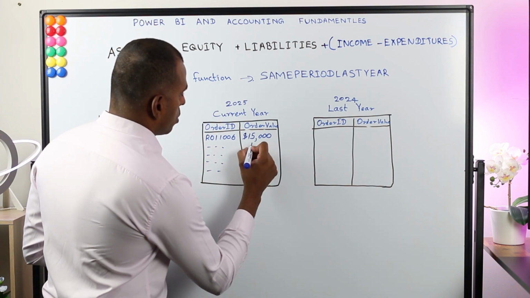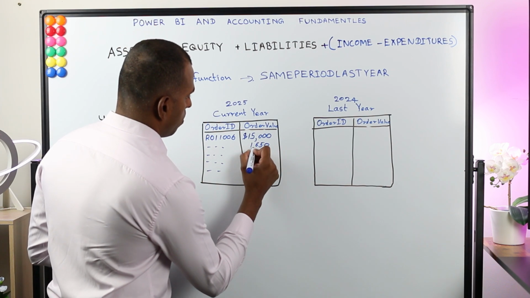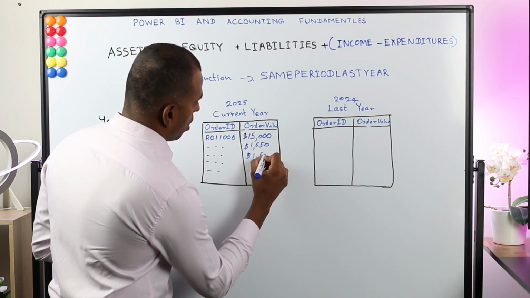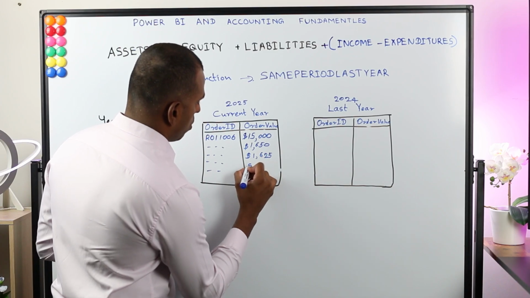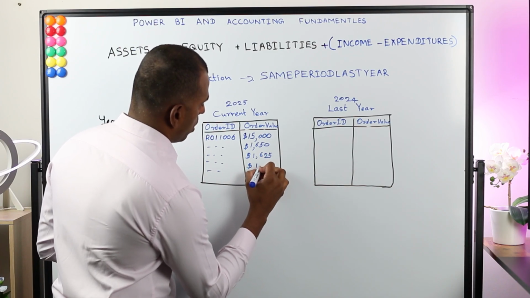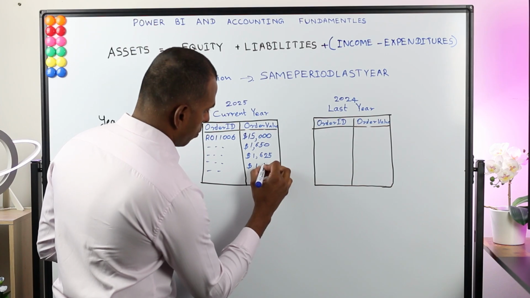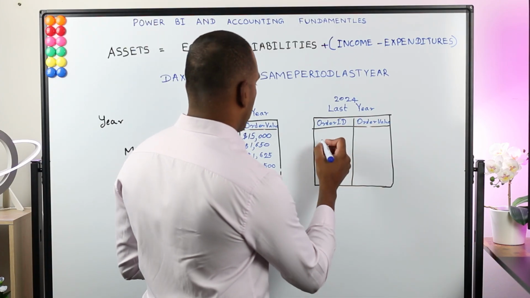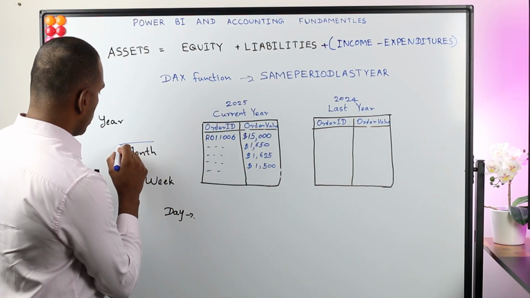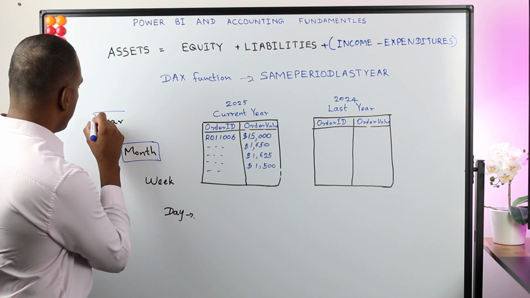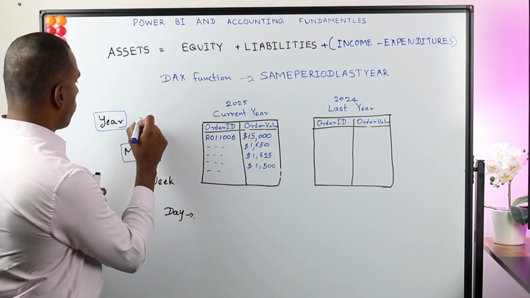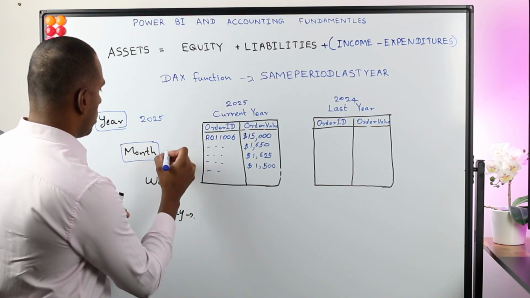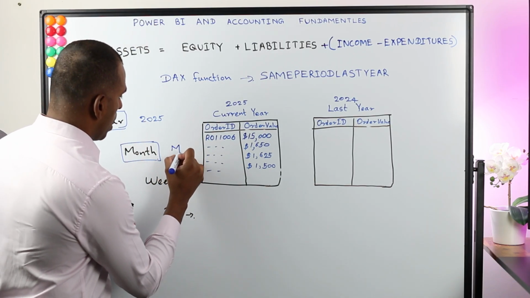Let's say 1650. Let's say here 1625. Let's say 1500, like that. And when we take the last year same period, let's say the month is, you select the year 2025. That's why you filter 2025. The month you select May, month May.